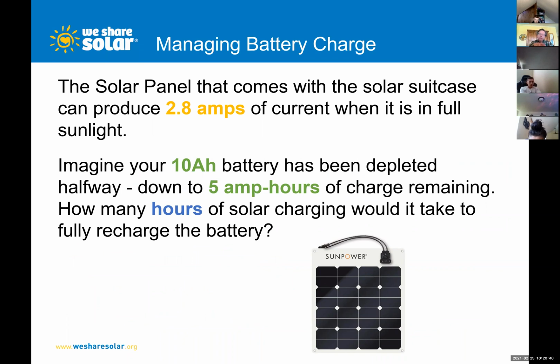So let's take a different scenario. Let's imagine our 10 amp hour battery, that AH stands for amp hours, has been used up halfway. So we've used half of the power. It's only got 5 amp hours left. How many hours of solar charging would it take to fully recharge the battery if we're getting 2.8 amps of current out of the panel?